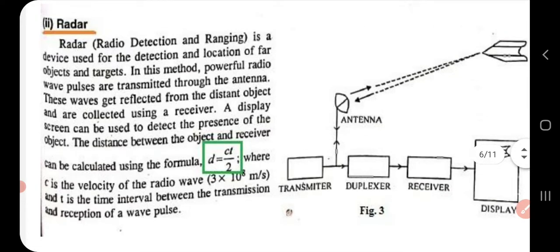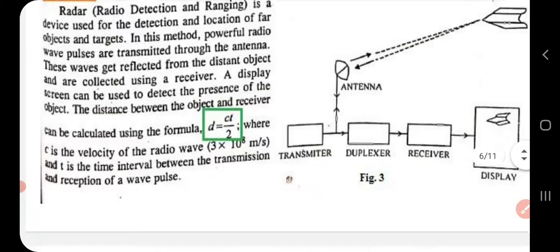Okay, so here you are sending radio waves. Once you see the target, these radio waves hit the target, and from there they get reflected. These reflected radio waves are received by the receiver, and once received, you can calculate the distance between the object and receiver using the formula d equal to ct by 2.